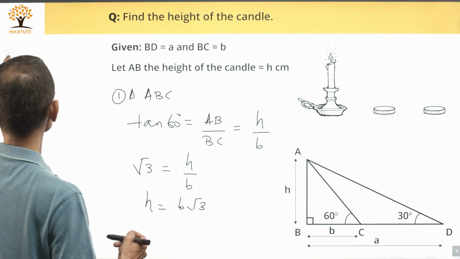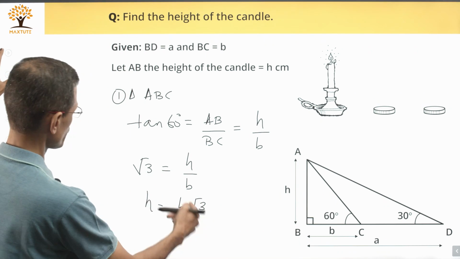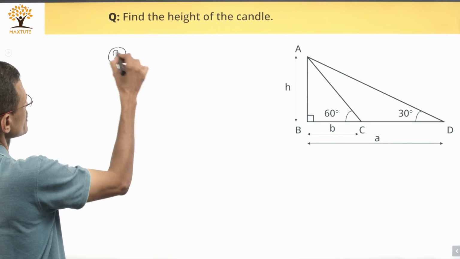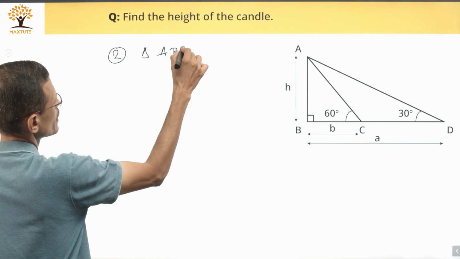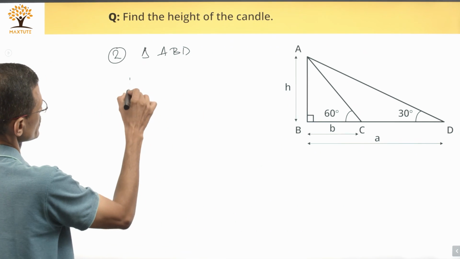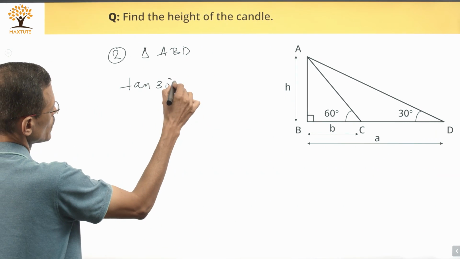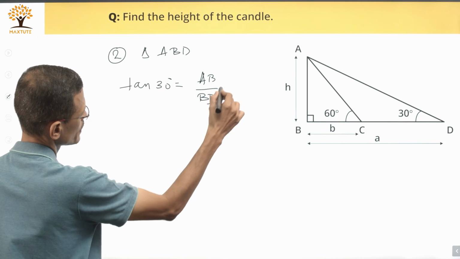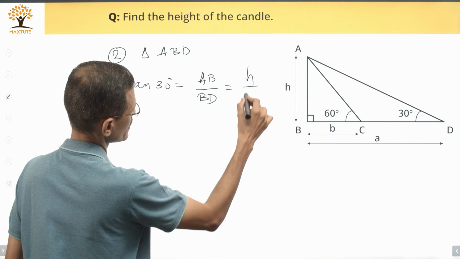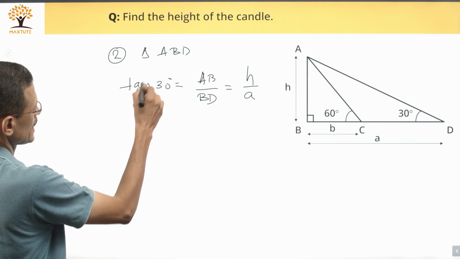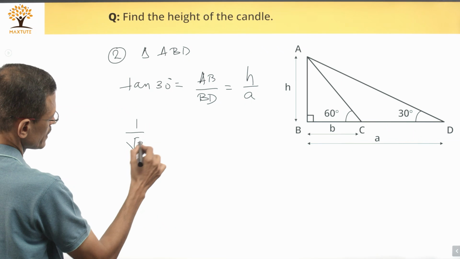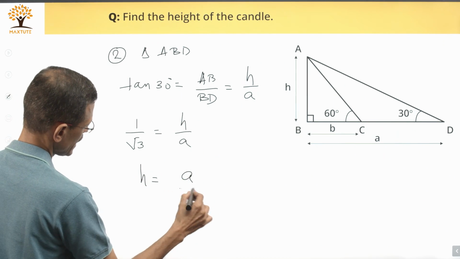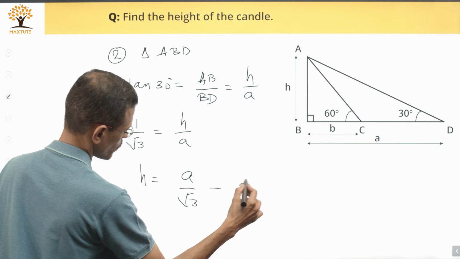Let us go to the second right triangle. We will remember this value, or come back to it. We will call it equation 1. Go to the second right triangle. This second right triangle is ABD. We are looking at tan of angle D, which is tan 30 degrees, is equal to the opposite side AB divided by the adjacent side BD. AB is equal to the height of the candle, adjacent side is equal to A. Tan 30 degrees is equal to 1 upon root 3. This is equal to H divided by A, or the height is equal to A upon root 3. So, this is the second one.